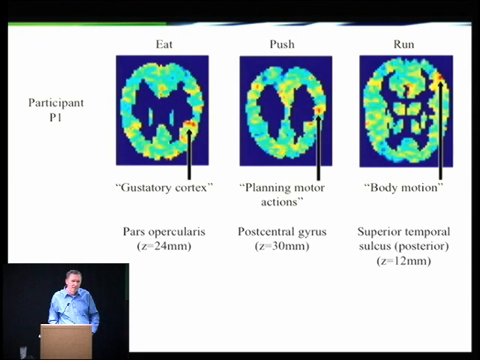No, actually, after the results came back, I spent a lot of time, this is embarrassing, on Wikipedia, typing in pars opercularis and finding out what people had known about it. I knew that postcentral gyrus was associated with motor cortex, but I didn't know where gustatory cortex was. I didn't know this thing about body motion. So, what was your inspiration for those words then?